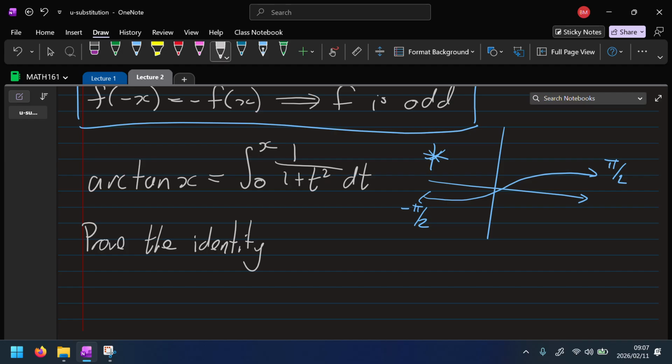Okay, arctan of 1 over x. Okay, so we flip the x. This is equal to pi over 2 minus arctan of x. Okay.